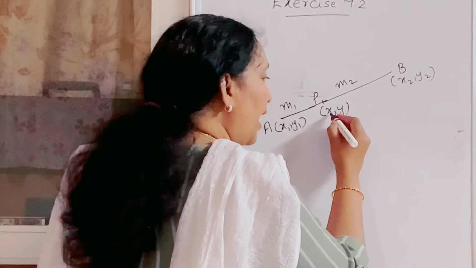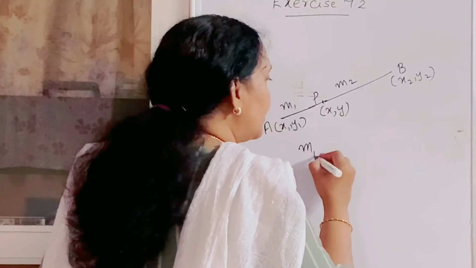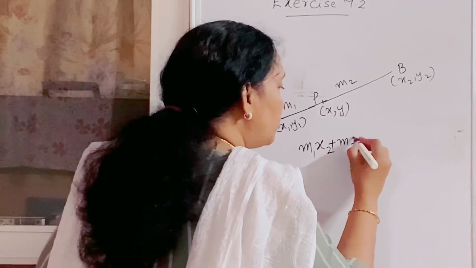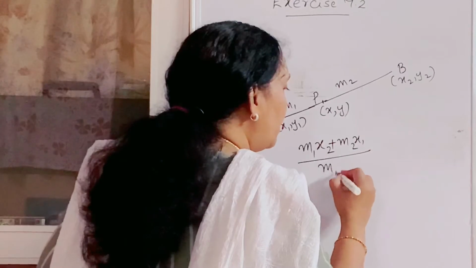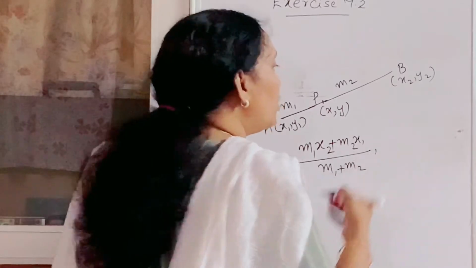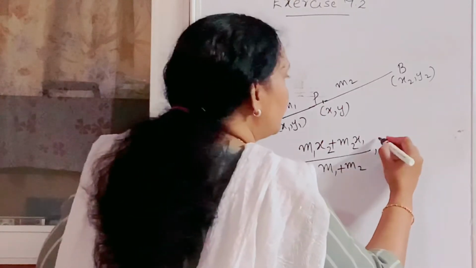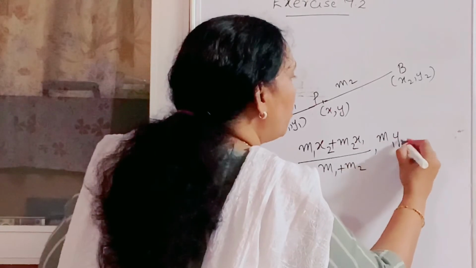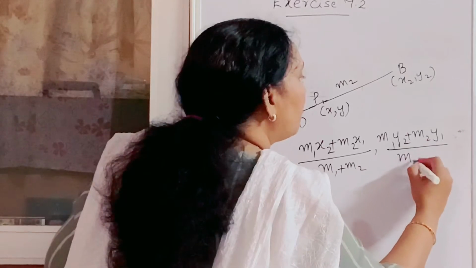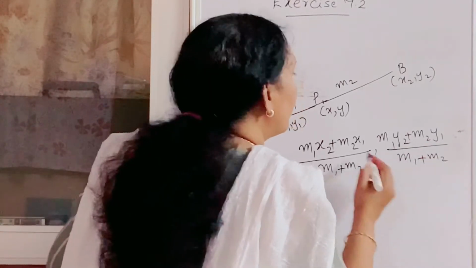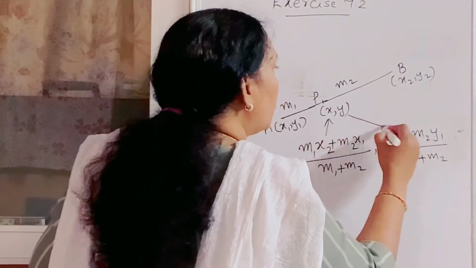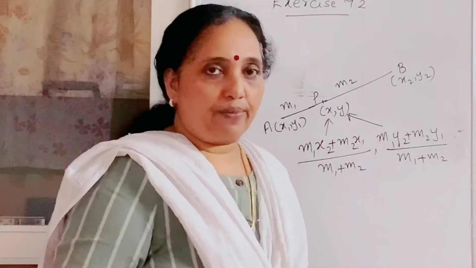To get the X coordinate, the formula is M1x2 plus M2x1 by M1 plus M2. That is the X coordinate of the point P. Then what is the Y coordinate of the point P? Similarly, the Y coordinate is M1y2 plus M2y1 by M1 plus M2. So this is the X coordinate and this is the Y coordinate. This is the section formula.